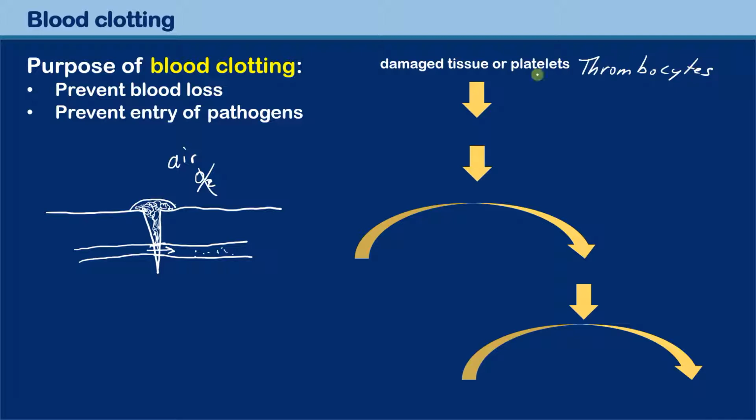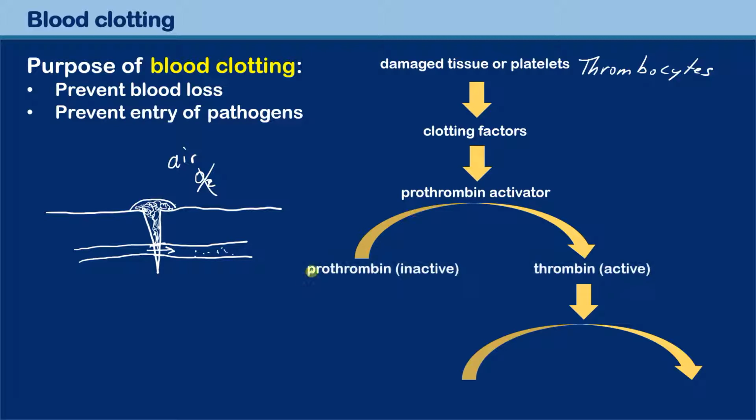And these thrombocytes or platelets and also the damaged tissue, they release chemicals called clotting factors. So the damaged cells release these clotting factors, and these clotting factors now activate the so-called prothrombin activator. It's another substance. And what does the prothrombin activator do? The prothrombin activator now converts a substance called prothrombin, which can be found floating around inside the blood, into the active form, which we call thrombin.